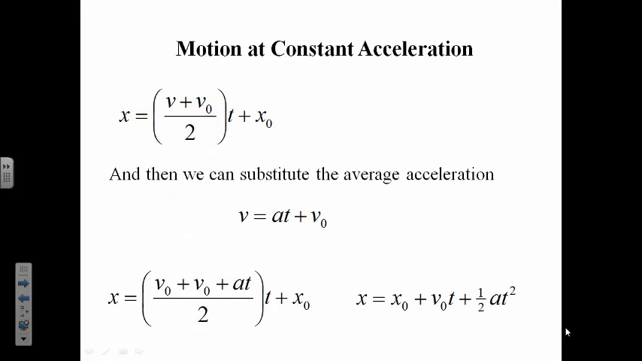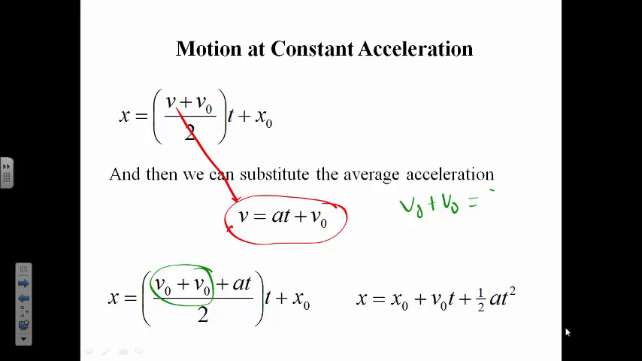So let's see where this takes us. We have this average, and now we're going to plug in our new velocity that has our acceleration accounted for. So this is going to be replaced with this, and this is now sitting here. Now we can clean this equation up a little, because we can group these two. We add v0 plus v0, that's 2v0.